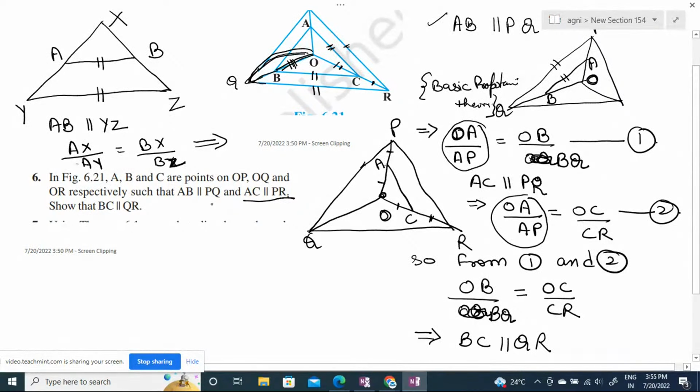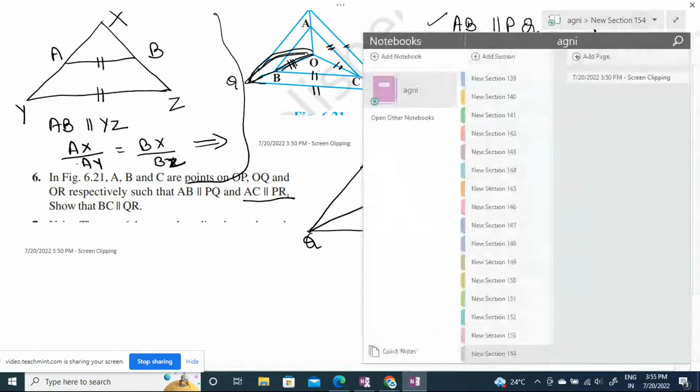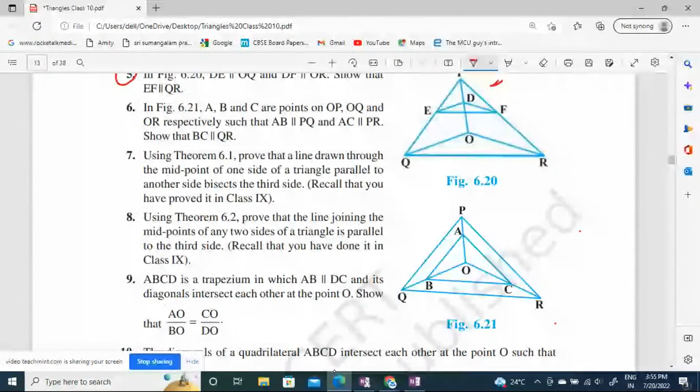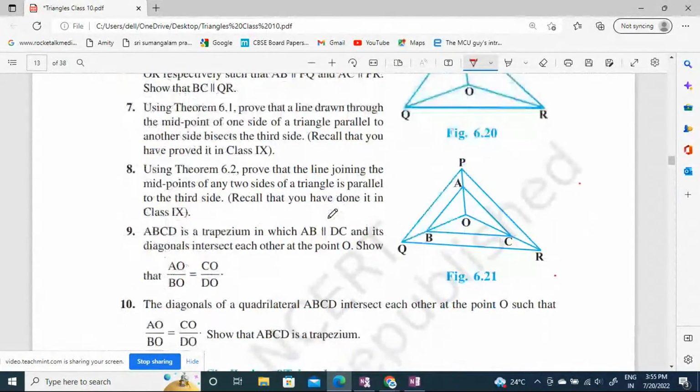Now question number 7 of your exercise. Actually this is the summary which I am explaining to you. Now question number 7. Now this is the theorem which we have to prove in question number 7. 7th and 8th both are theorems which we have to prove. Now I am writing that theorem for you. And actually these two theorems are very important.